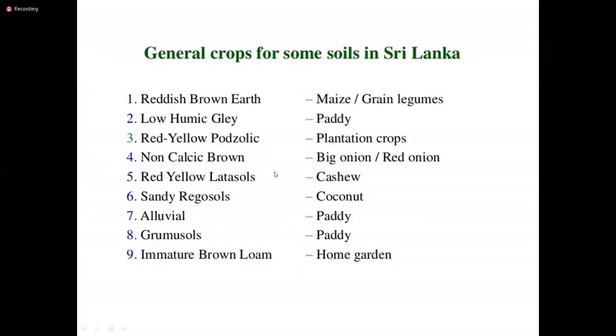So if you look at soil type and crops, the soil type also influences crop growth, right? Reddish brown earth is mainly suited for maize and grain legumes. Low humic clay is suited for paddy. Red yellow podzolic is suited for plantation crops, for example tea, rubber, coconut, right?